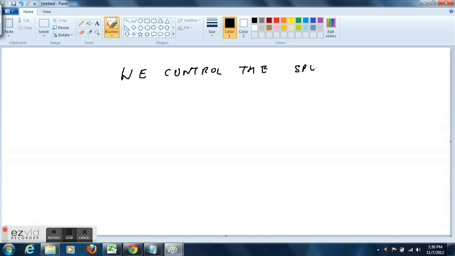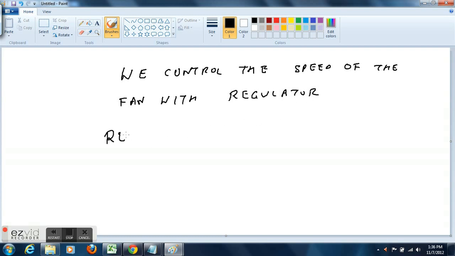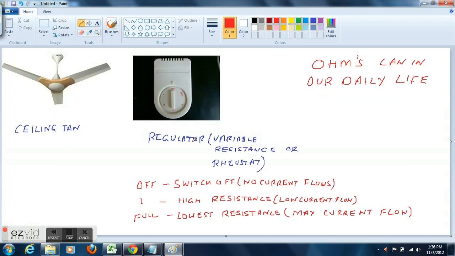Now, what actually is a regulator? Remember when we discussed symbol diagrams, we talked about variable resistance and fixed resistance. This regulator is nothing but a variable resistance. The different points in the regulator, 1, 2, 3, 4, are actually different values of resistance.